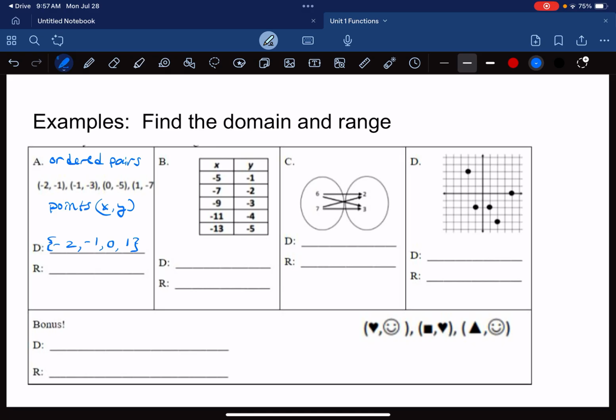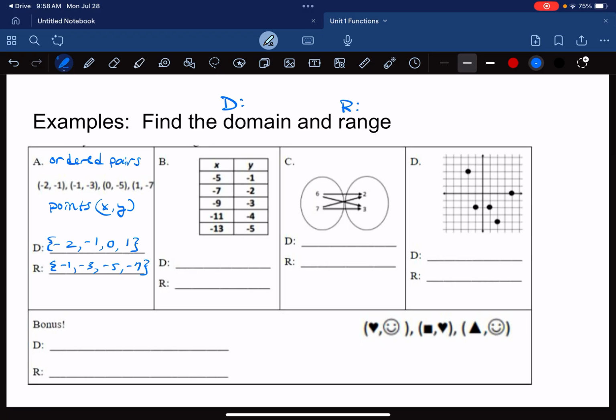And then the range, that's the R. So capital D is domain, capital R is range, is just all the outputs or all the Y values. So again, we have this set bracket, and then we got a -1 and a -3 and a -5. And a -7. Well, those just look like they're a bunch of odd numbers.